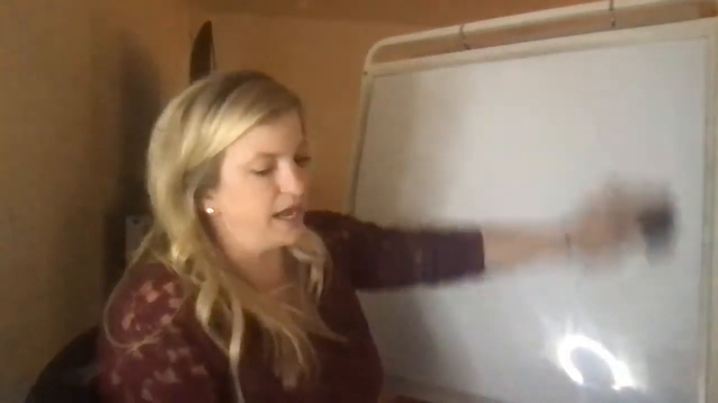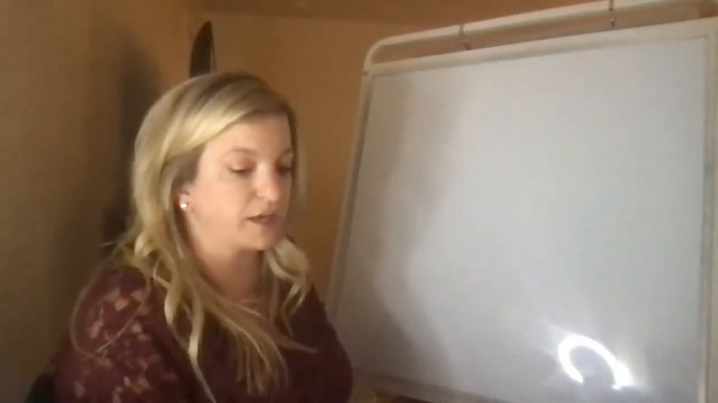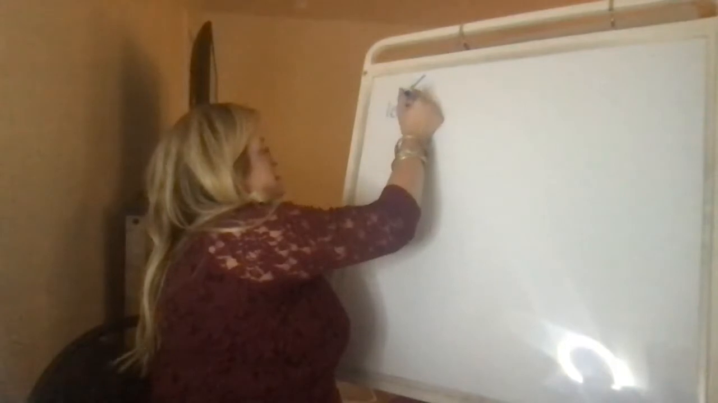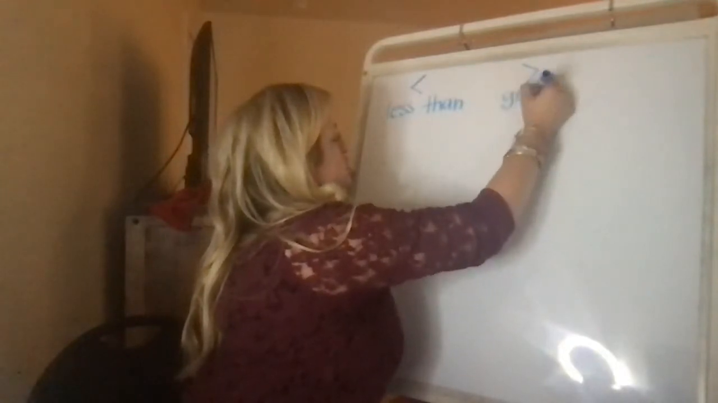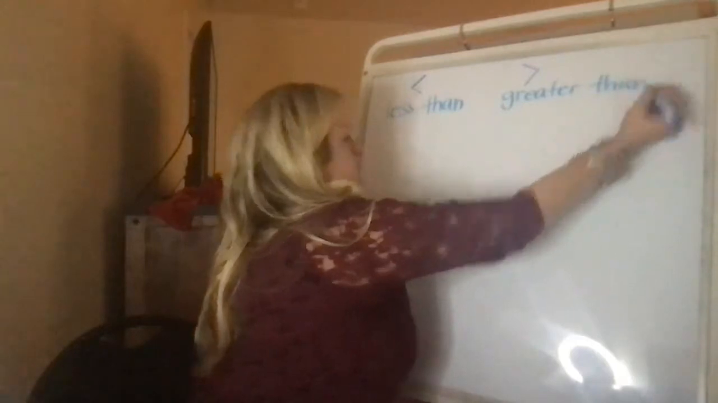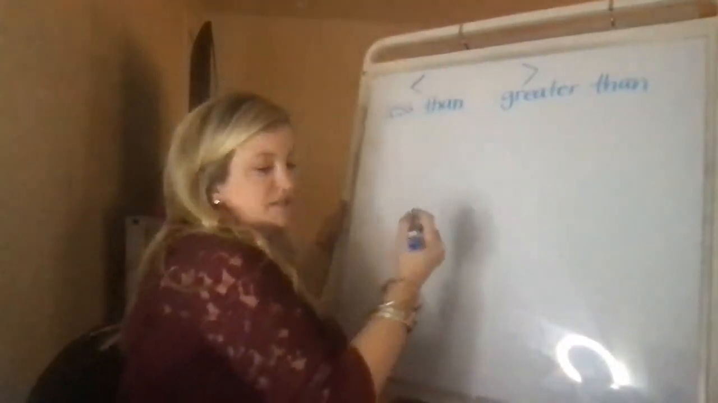Page 508, number 2. Fill in the blanks, then write less than, greater than, or equals in the circle. So this one is less than. The bigger number is going to go here. This one is greater than. And I'm just going to keep those up so you guys know the difference.